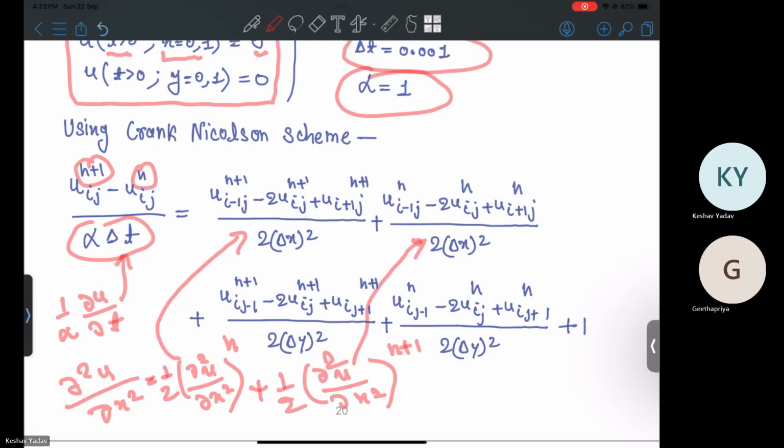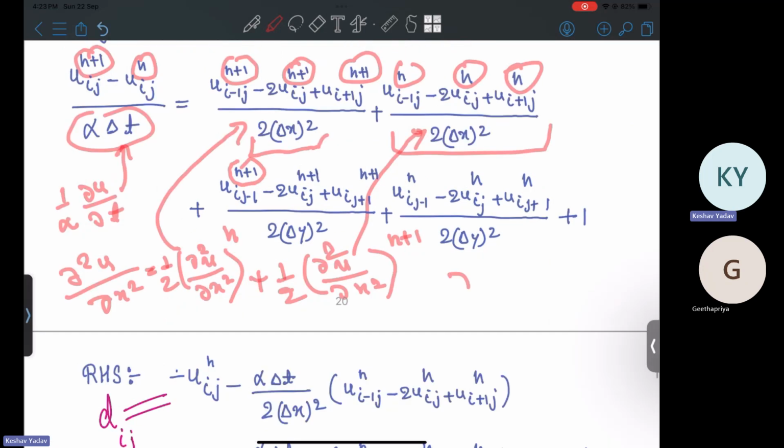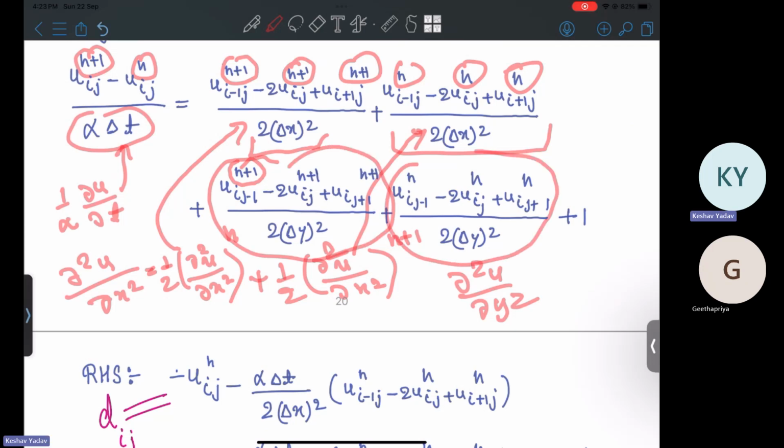So u i minus 1 j at n plus 1th iteration minus 2 u i j at n plus 1th iteration plus u i plus 1 j at n plus 1th iteration, divided by 2 delta x square. Similarly, we will also get the same at nth iteration. Similarly, del 2u upon del y square we can also write. So this is what we will get, this term and this term. Plus 1 will remain the same.